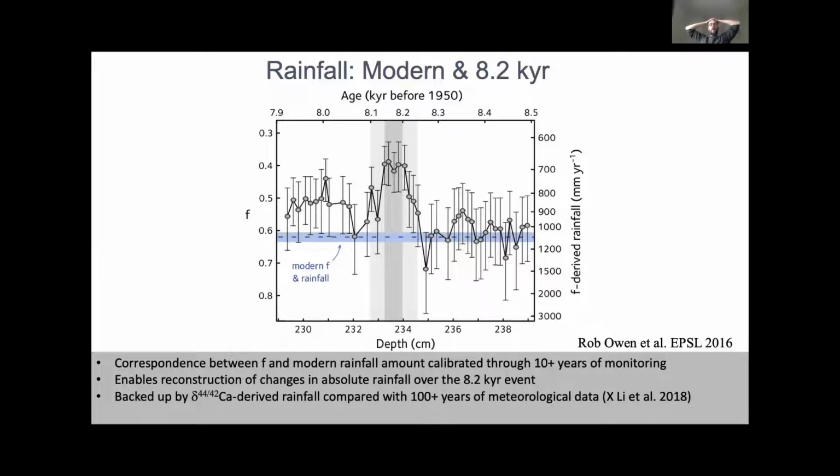And the findings of that particular study have been backed up by recent work published in 2018 by Li et al., which is basically checking the methodology and comparing it with 100 or more years of recent meteorological data. And related to this, Jin Liao has also made similar measurements over the 4.2, so there's another exciting record there as well.